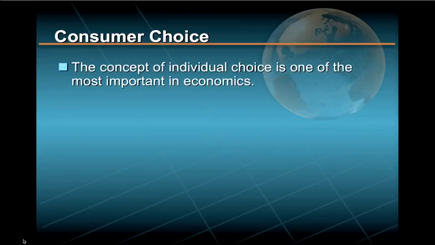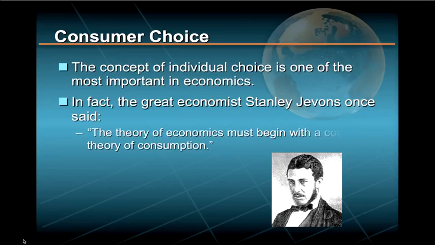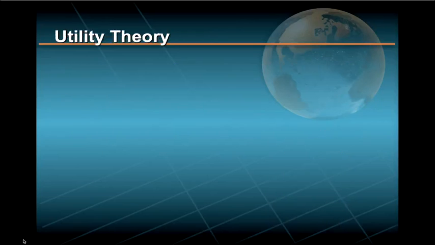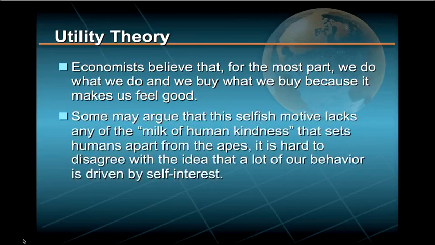And the concept of individual choice is one of the most important in economics. In fact, the great economist Stanley Jevons once said, "The theory of economics must begin with the correct theory of consumption." So why do people do what they do? While psychologists and philosophers have many complex answers to that question, economists believe that, for the most part, we do what we do and we buy what we buy because it makes us feel good.